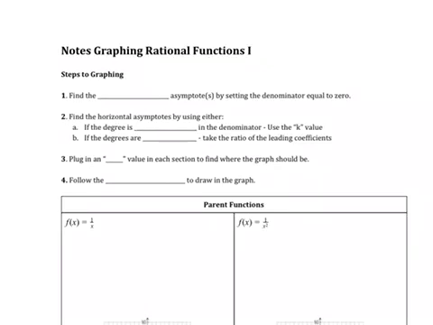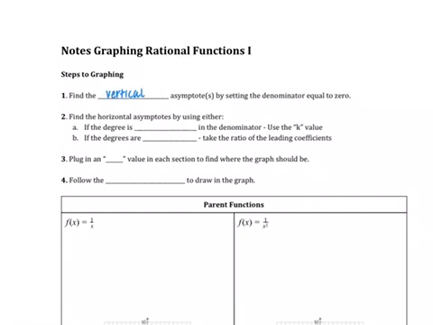Okay, so we're going to talk about graphing rational functions today. There's a couple of steps that'll make it really easy for you. So the first thing you're going to do is find the vertical asymptote, and you're going to do that by setting the denominator equal to 0.